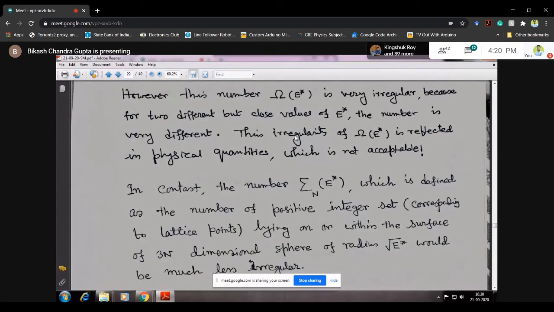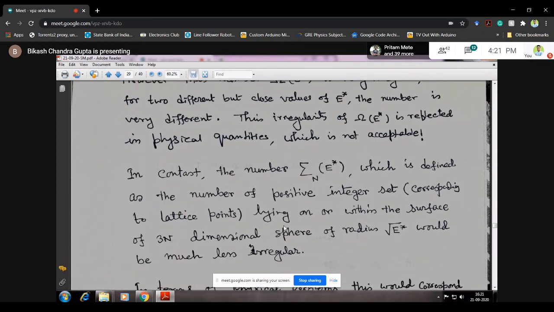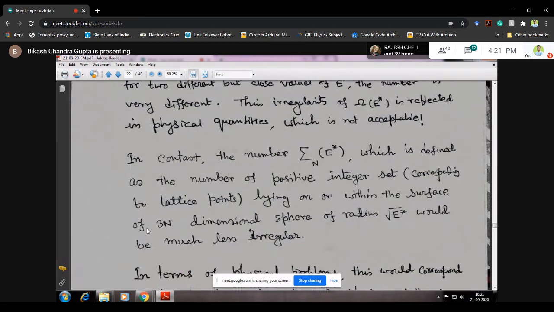এবার তাহলে আমরা কি করব অ্যাকচুয়ালি? হ্যাঁ, তো নাও ইন কন্ট্রাস্ট দ্য নাম্বার এটাকে আমরা ডিনোট করছি Σ(n) দিয়ে, which is defined as the number of positive integer sets corresponding to the lattice points. ল্যাটিস পয়েন্ট মানে ওই কিউবিক্যাল দিয়ে আমি যেটা ভরাচ্ছিলাম না, সেটাকে আমি একটা ল্যাটিস ধরছিলাম আর কি, to the lattice points lying on or within the surface of 3n dimensional sphere of radius root over E*. তার মানে এখানে আমি এবার যেটা করছি যে আমি পুরো স্ফিয়ারটাকে নিচ্ছি, বুঝলে তো?